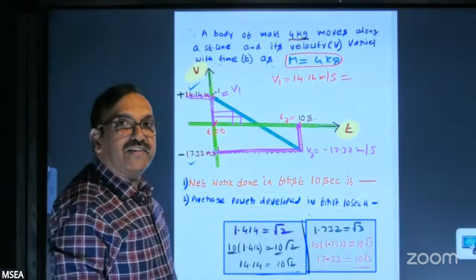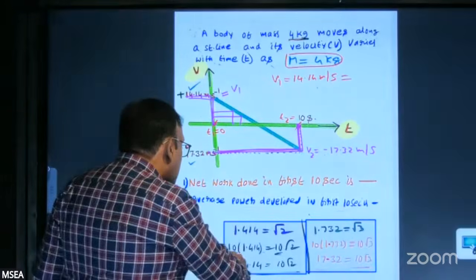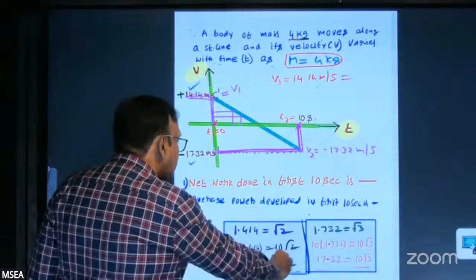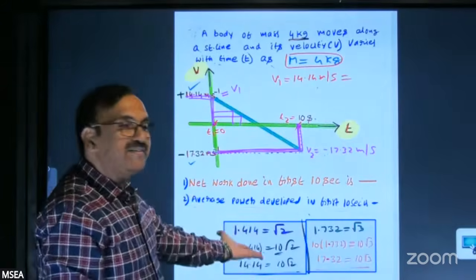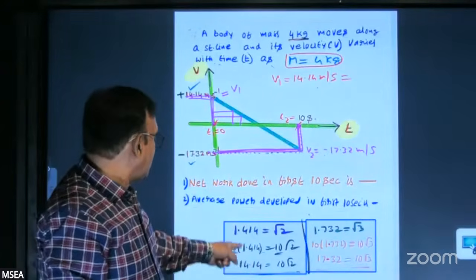Multiply with 10 on either side. 14.14 is equal to 10 root 2. Nothing is there. You can just see it, please.